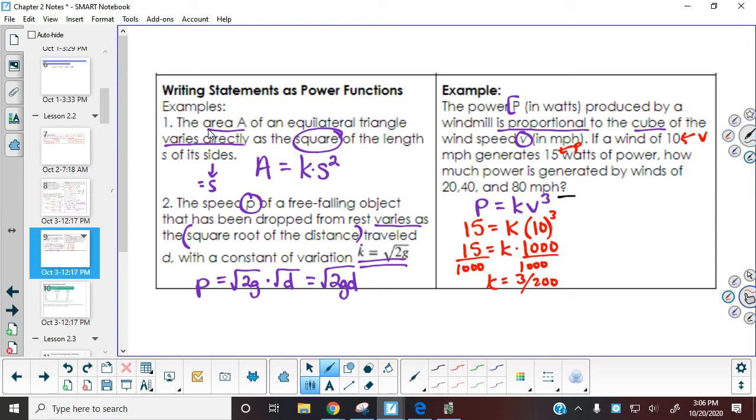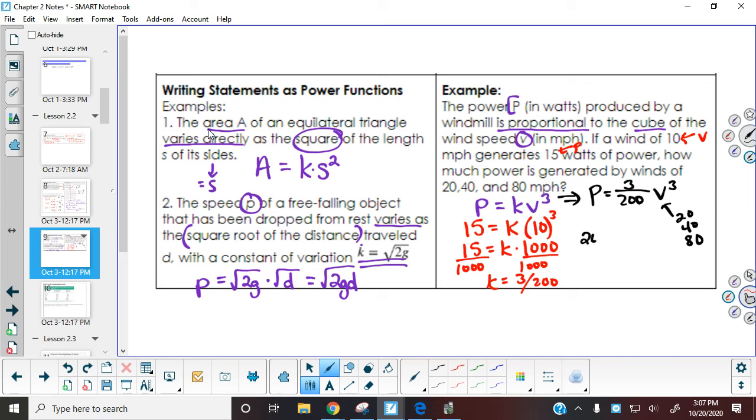Once you have that, you now have your equation. And so I'm going to rewrite this now using my constant of variation. So I've got P equals 3 over 200 times V cubed. And so notice, then it goes on to ask how much power is generated by winds of 20, 40, and 80 miles per hour. So all we're doing is plugging in my 20, plugging in my 40, and then plugging in my 80, and you're going to get 3 different answers.